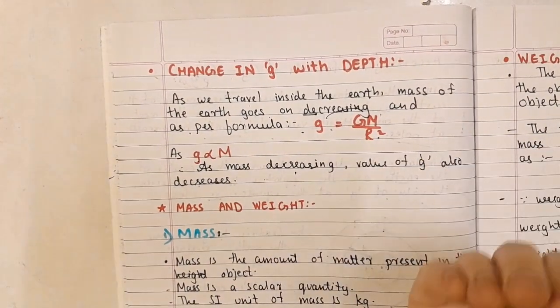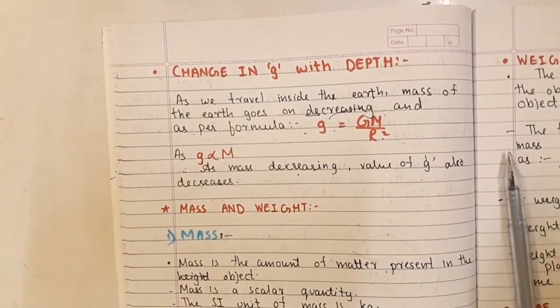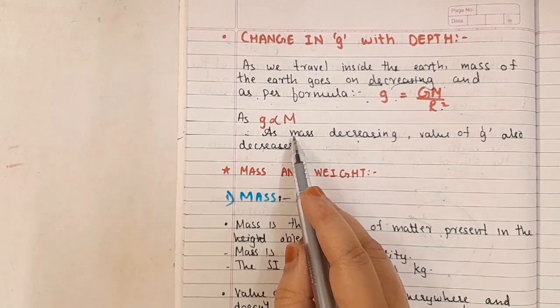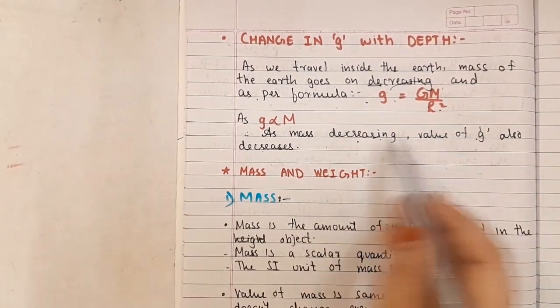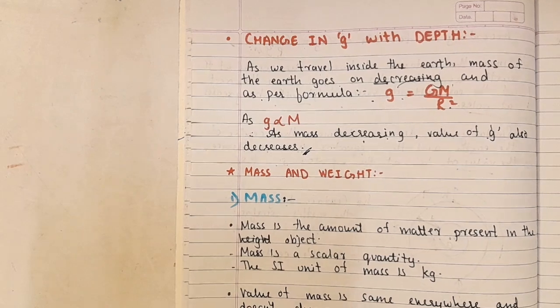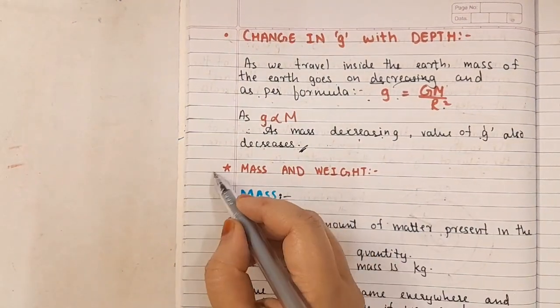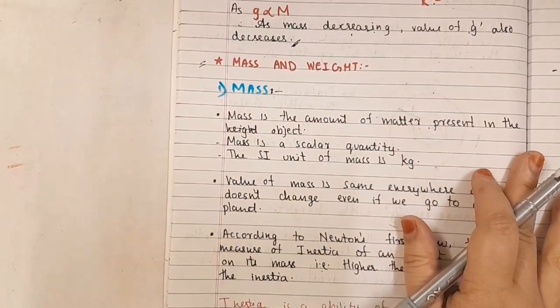At depth inside the earth, as mass decreases, the value of g also decreases. So these are the three places where the value of g changes. Now the next topic is mass and weight.